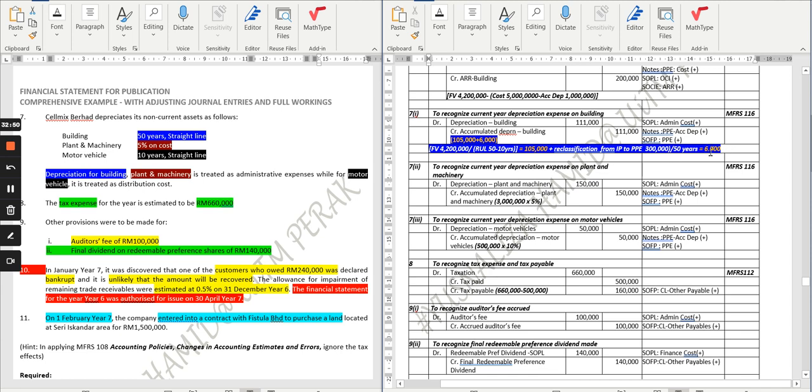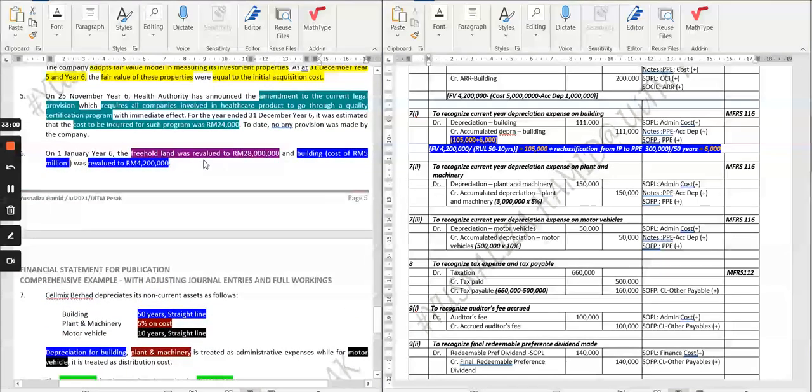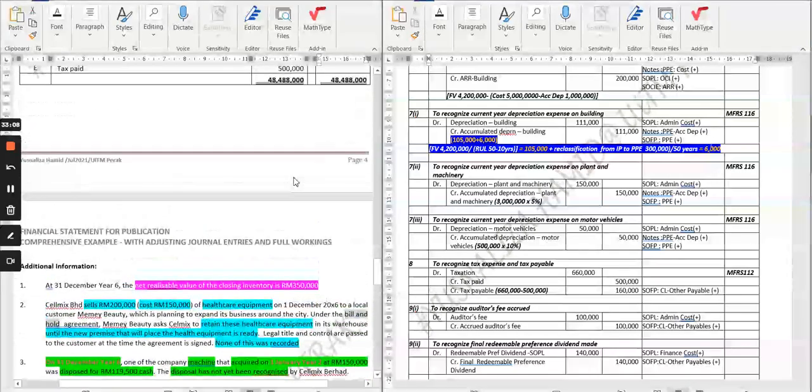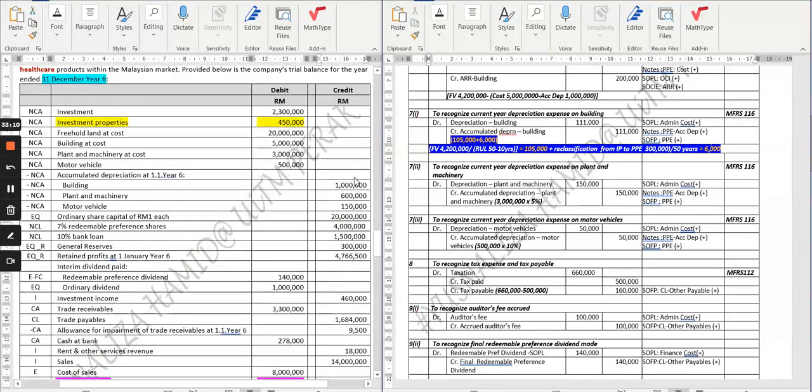Next one is the remaining building. Remaining building here, we are referring to the fair value, which one? This fair value, 4.2 million, divided by the remaining useful life. Remember, the building has been depreciated for 1,000.